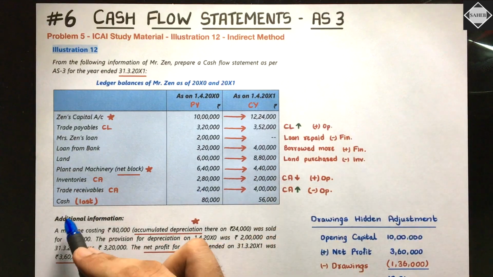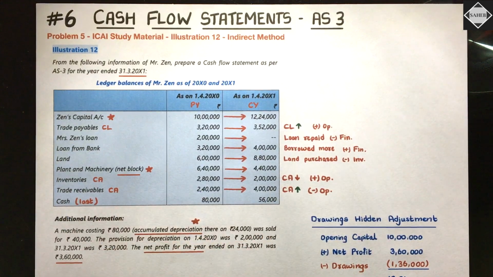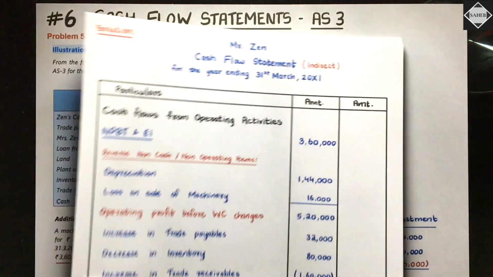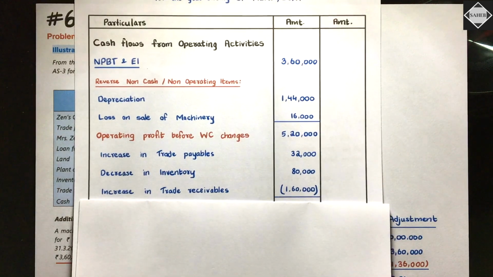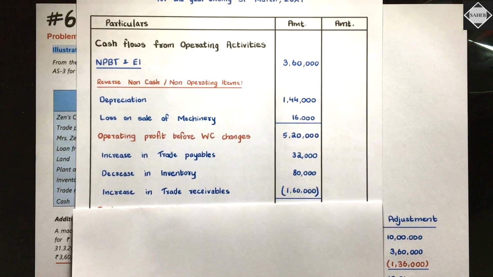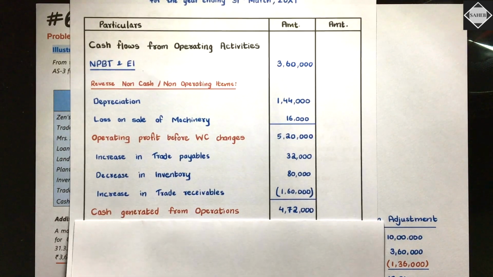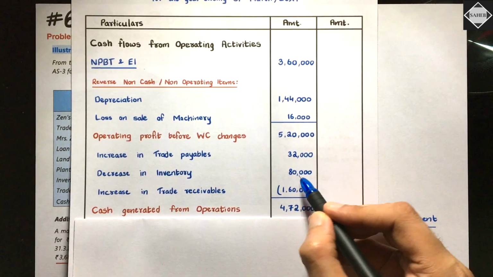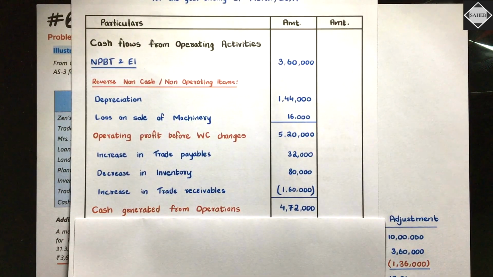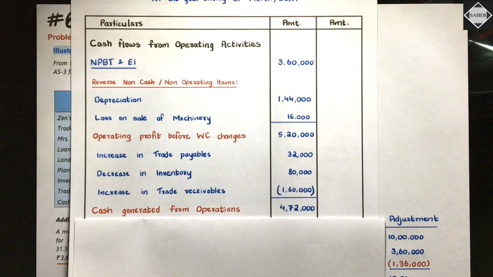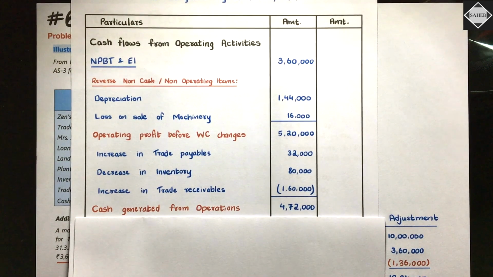Then do we have any more current asset, current liabilities? You will say yes, we have cash. No, we can't consider cash in working capital changes. That's last two items, opening and closing balance. Right now everything is over regarding working capital changes. So we'll just find out cash generated from operations, right? 520 plus 32 plus 80 minus 160, that's equal to 4,72,000. That is cash generated from operations.